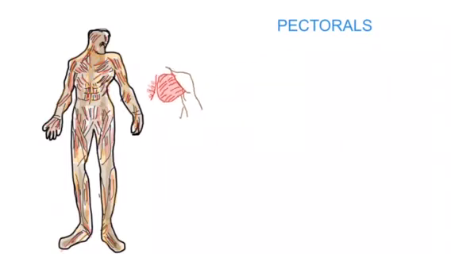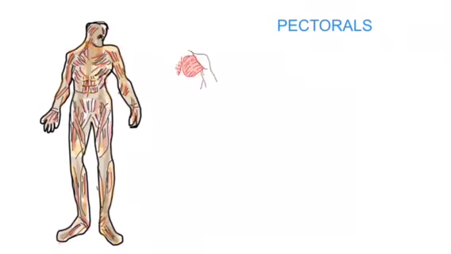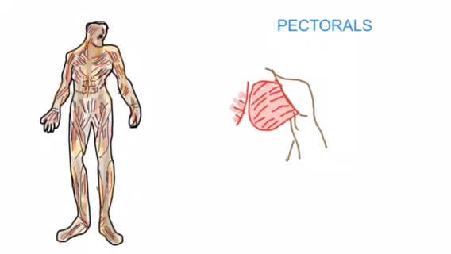The pectoral muscles are located in the chest region. Their origin is at the sternum and the clavicle, and they insert at the head of the humerus bone. They assist in the action of flexion and adduction of the arm.